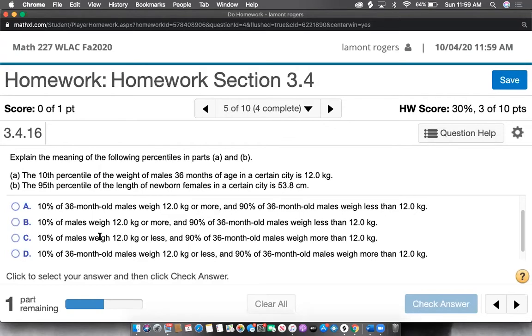So a 12-kilogram baby is heavier than 10% of babies, but also lighter than 90% of babies. So that's kind of what a percentile does. So which one of those tells you that?